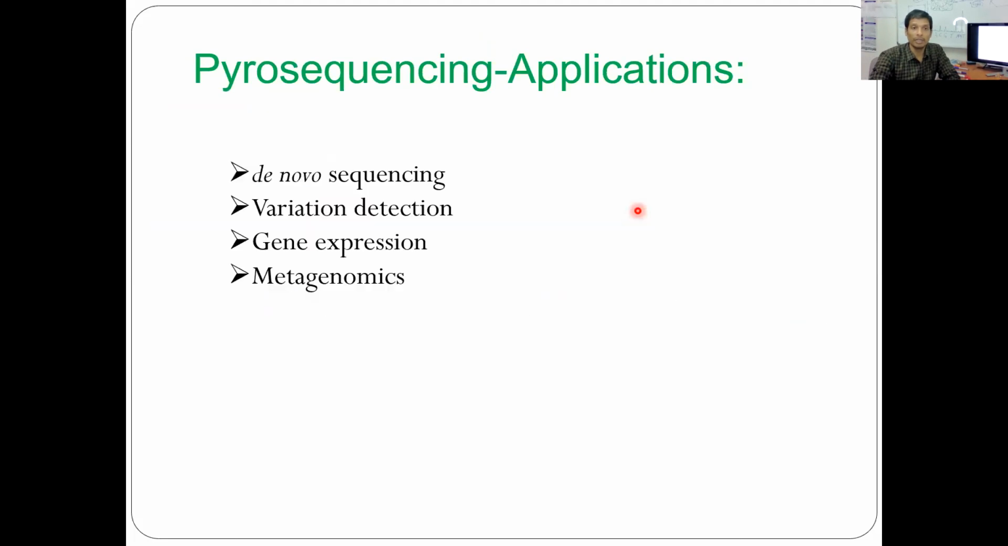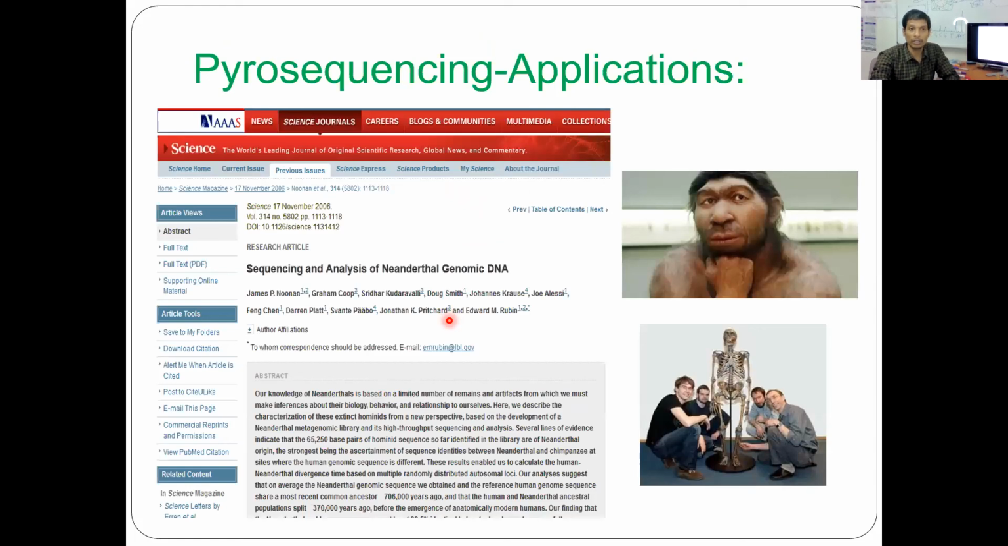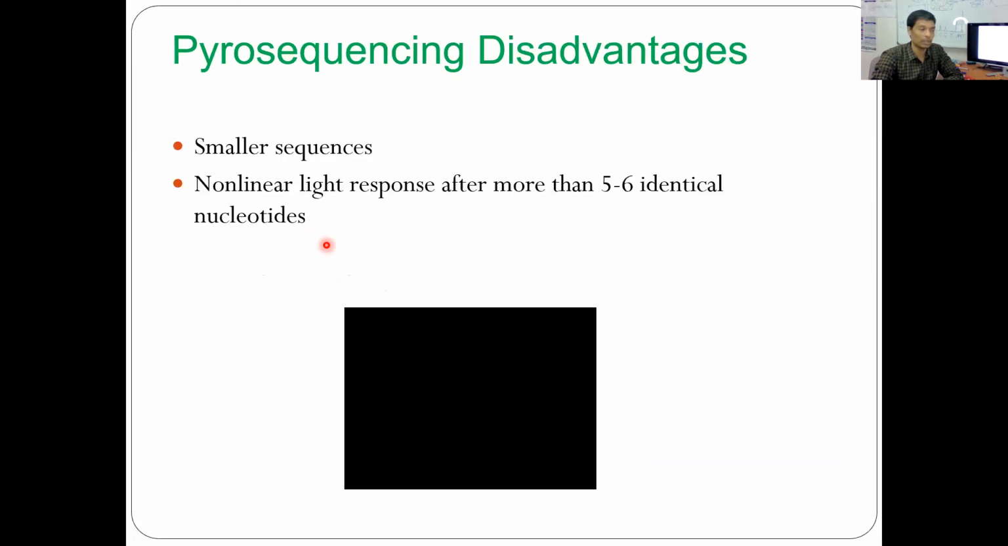And it has been used for de novo sequencing of genomes, variation detection, gene expression, metagenomics. And this is the first paper published using the pyrosequencing technology. Neanderthal genome DNA was sequenced and published in 2006 in Science. So after that, so many genomes have been sequenced using this pyrosequencing method.